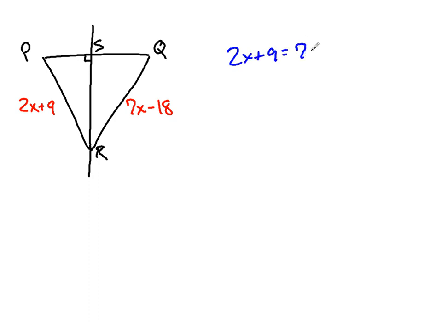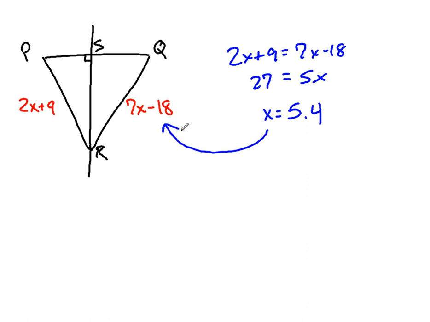2x plus 9 equals 7x minus 18. When we solve this, we end up with 5x is equal to 27. That means that when I do that division, x will equal 5.4. And if I want to know what one of these side lengths is, say I want to know what QR is, well, all I would do is plug it right back into the formula to find what that value is. And so when I plug that back in, I would get that RQ is 7 times 5.4, and subtract 18, I should get 19.8 for those.